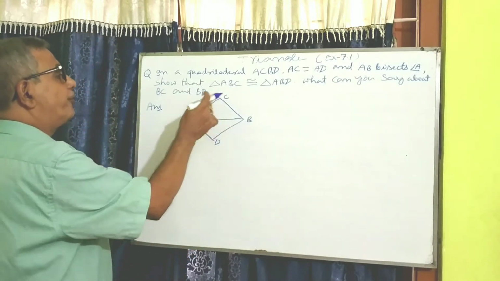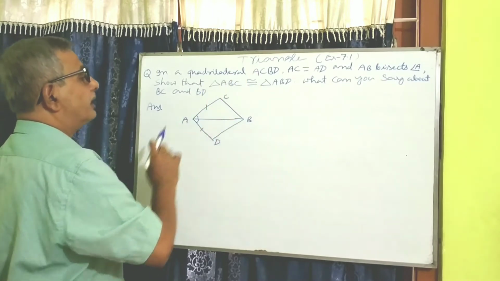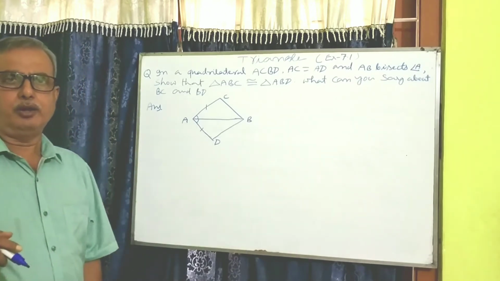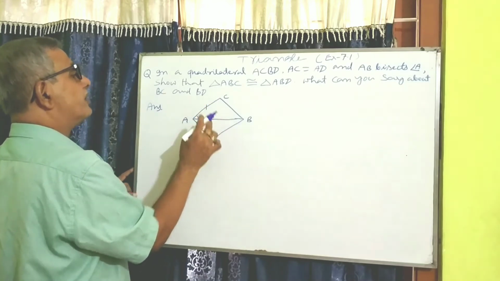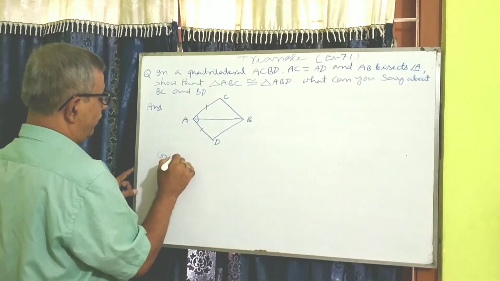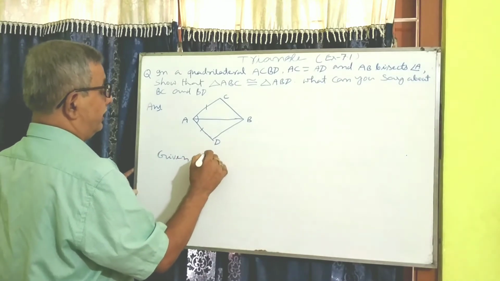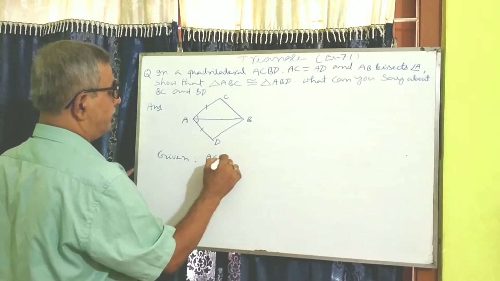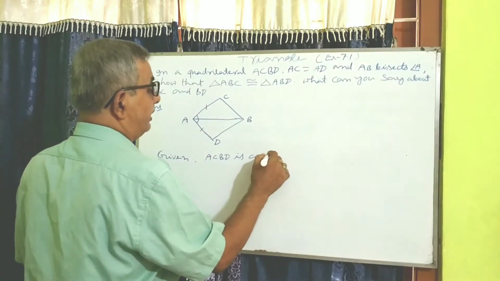My dear students, if the figure is not given, we have to draw the diagram with the help of the question. Otherwise, sometimes the diagram is given in the question paper. After drawing the figure, I start here. First of all, we have to write the given. What are the things given? ACBD is a quadrilateral.